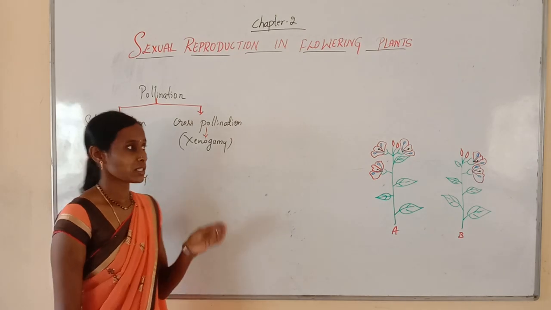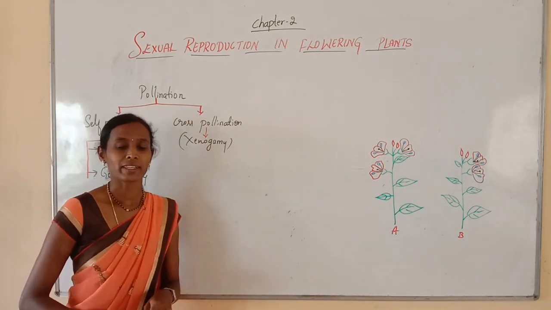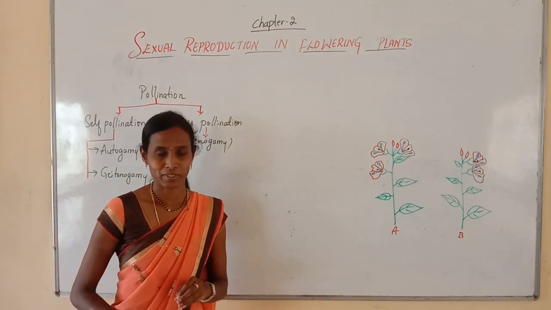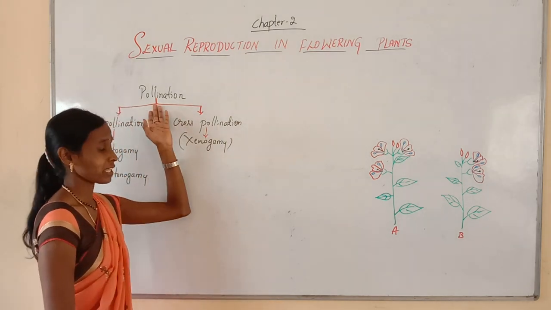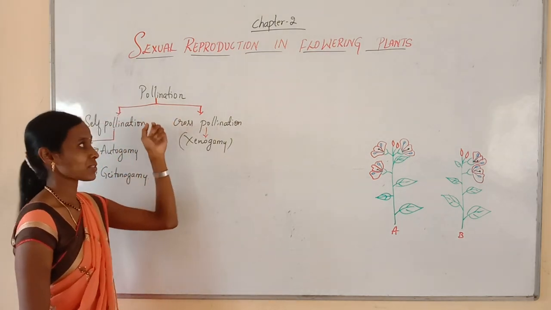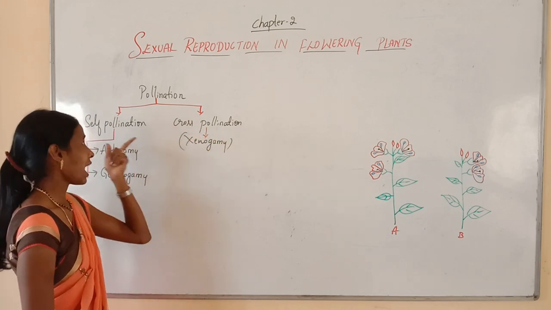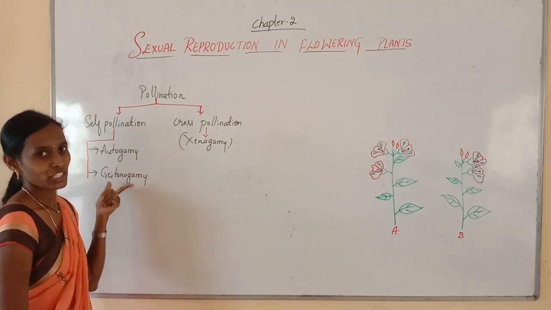In the previous class we were discussing pollination. Pollination is the transfer of pollen grains from anther to stigma. So the transfer of pollen grains from anther to stigma is called pollination. And pollination is mainly classified into two types, self-pollination and cross-pollination. Again, self-pollination can be divided into two types, autogamy and gynogamy.